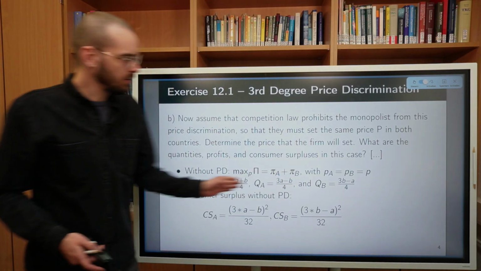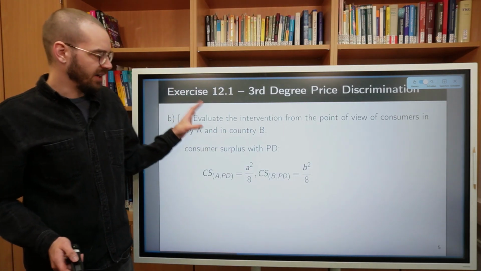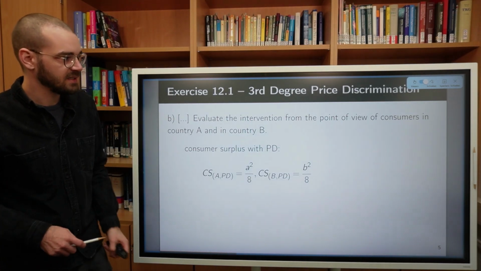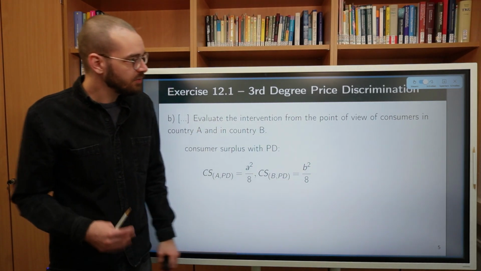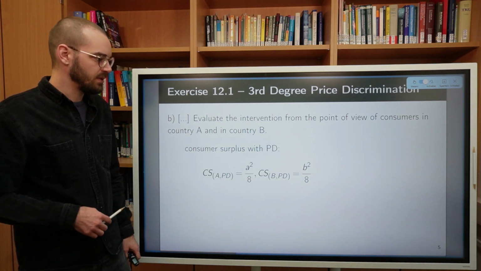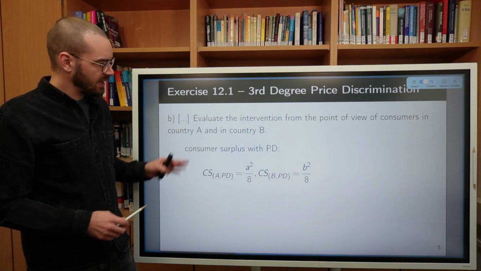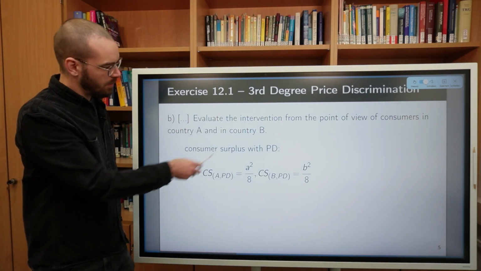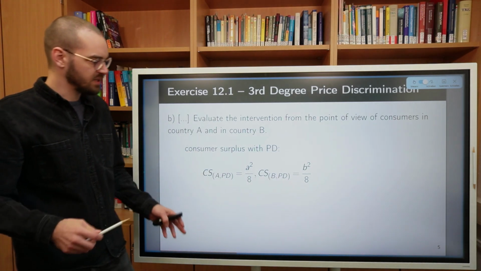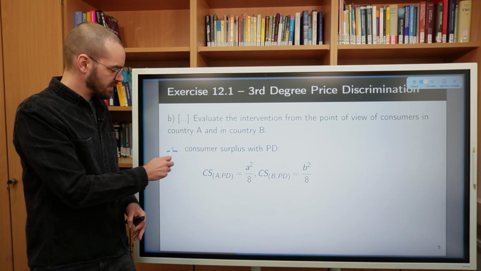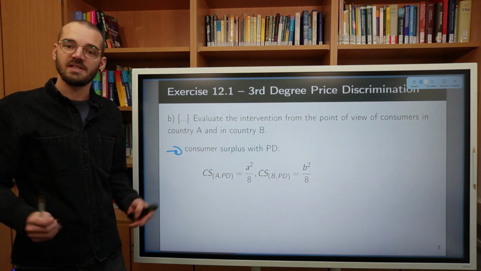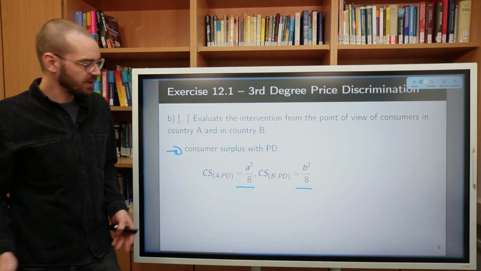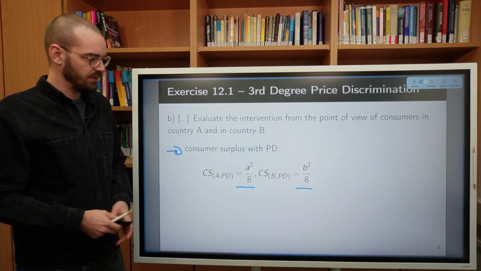All right, so let's move then to the comparison of these results. So evaluate the intervention from the point of view of the consumers in country A and country B. As a starting point, let's remind ourselves of the consumer surplus with price discrimination. And what we saw, this is of course just the results from the previous slides when we were discussing task number A, we saw these two expressions for consumer surplus for markets A and B respectively.